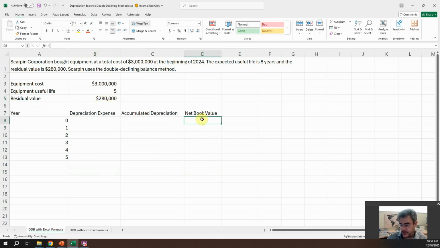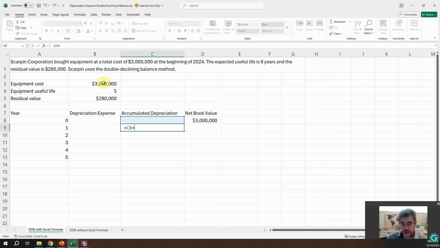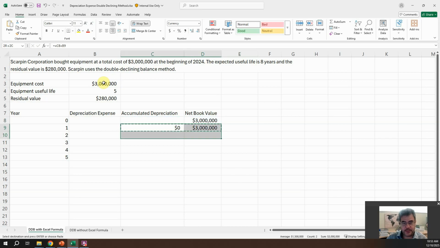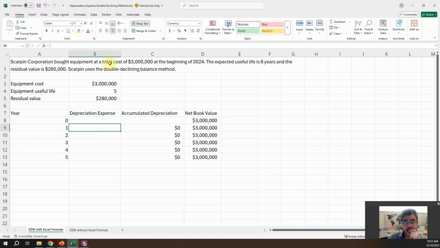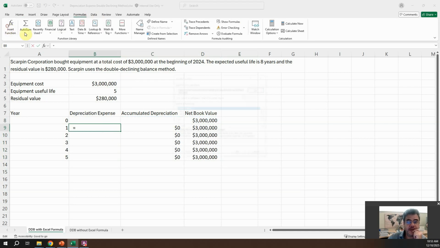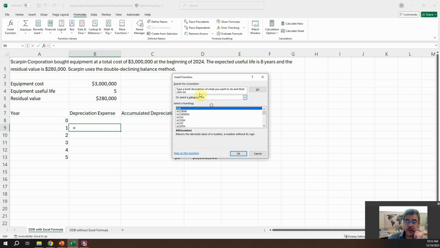So here, let's do the net book value, 3 million, accumulated depreciation, plus 0, net book value minus depreciation expense. Let's copy and paste this formula. Okay, so now let's find the depreciation expense. Let's go to Formulas, Insert Function. Let's go here on All. The formula for double declining balance is DDB, using the double declining balance or some other method you specify.